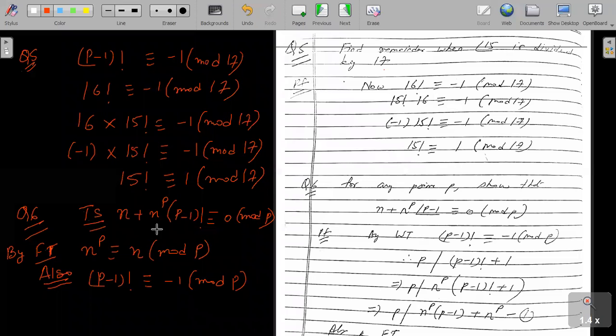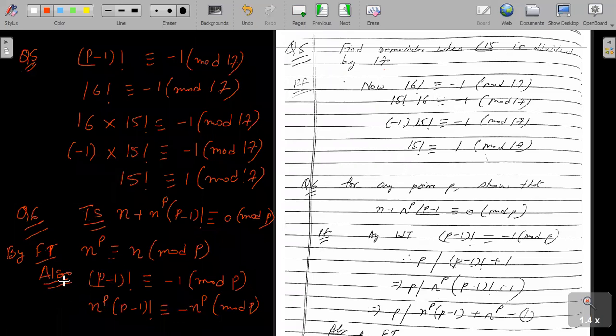अब देखो p minus 1 factorial के साथ आपको n to the power p चाहिए, राइट? तो इसका मतलब हम दोनों तरफ n to the power p से मल्टीप्लाई कर दें, right? So what do you get? n to the power p into p minus 1 factorial is congruent to minus n to the power p mod p.